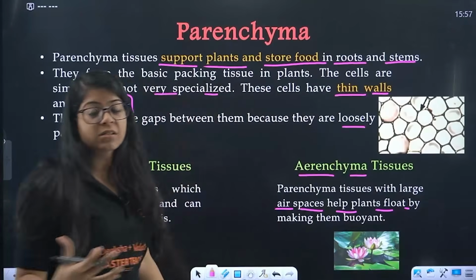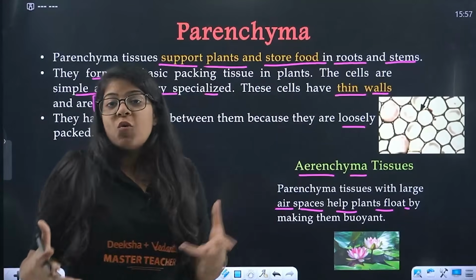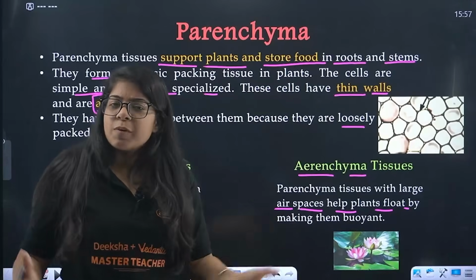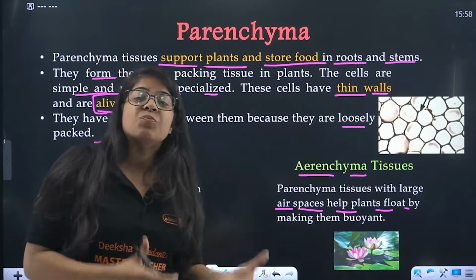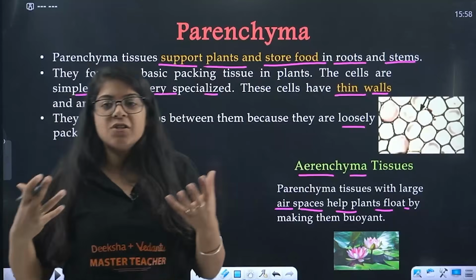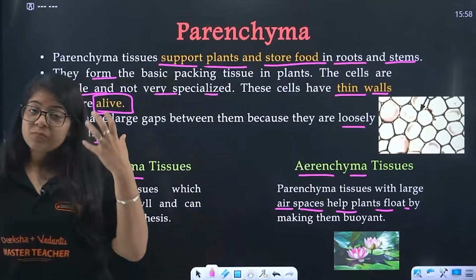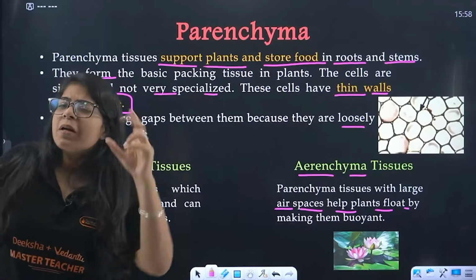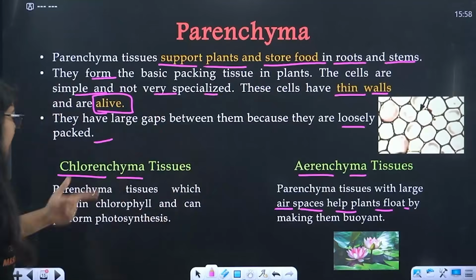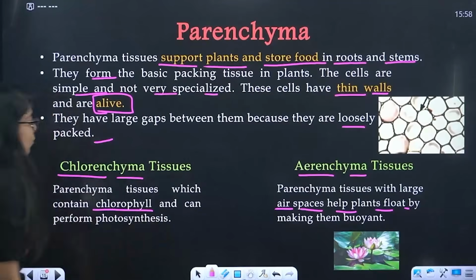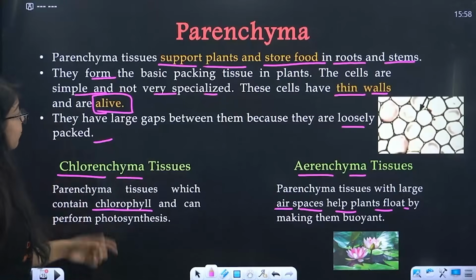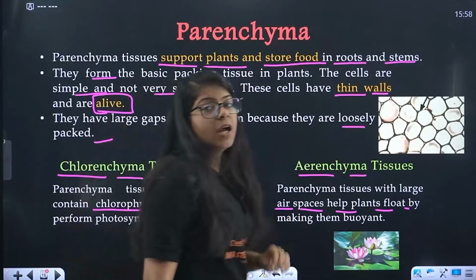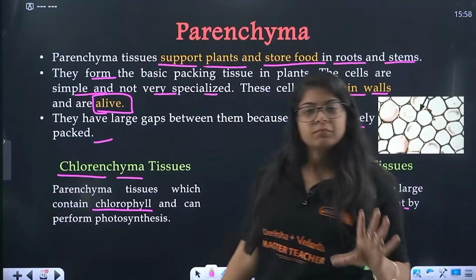Have you seen lotus? Lotus floats on the water. Why does it float? Because it has less weight. It is airy, so it has more air inside the tissues. That is your aerenchyma. Chlorenchyma, chloro, that is your chlorophyll. So parenchyma tissues which contain chlorophyll and can perform photosynthesis are called chlorenchyma.